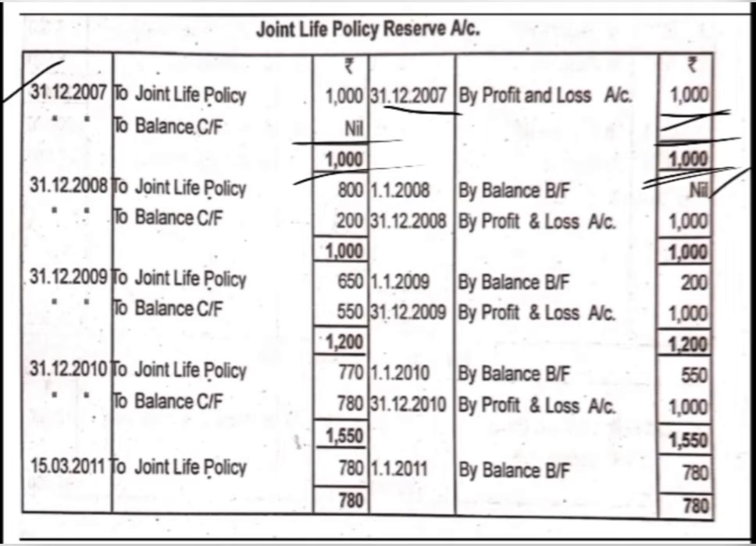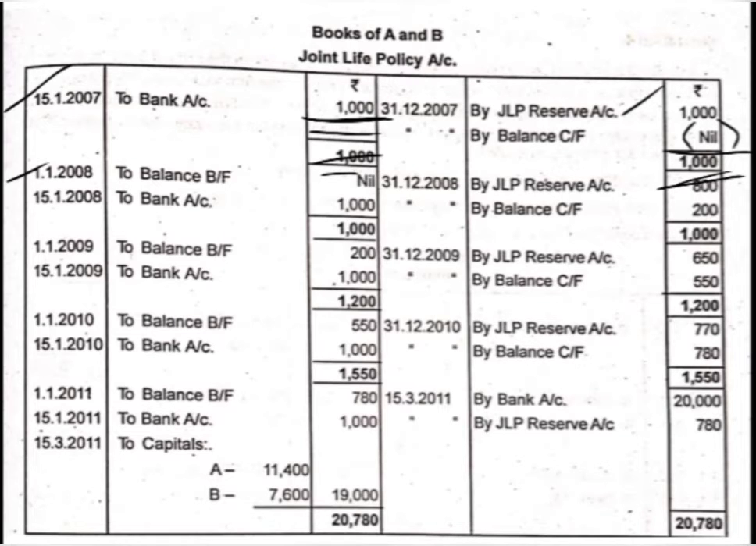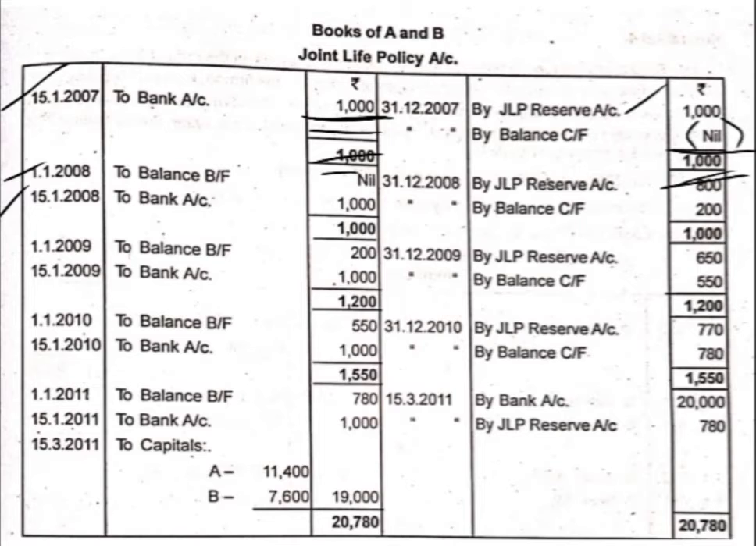Okay, so again in the year 2008 the policy has not matured, so we are going to repeat the first set of entries. The second annual premium becomes due on 15th January 2008. So we have to make the entry joint life policy account debit to bank account on this date, 15/1/2008, and the annual premium amount is the same, that is rupees 1000.